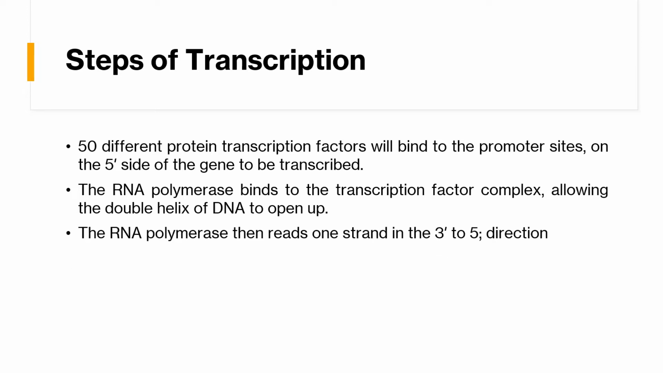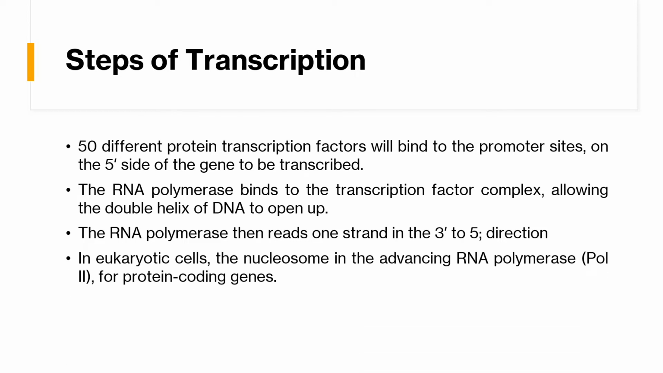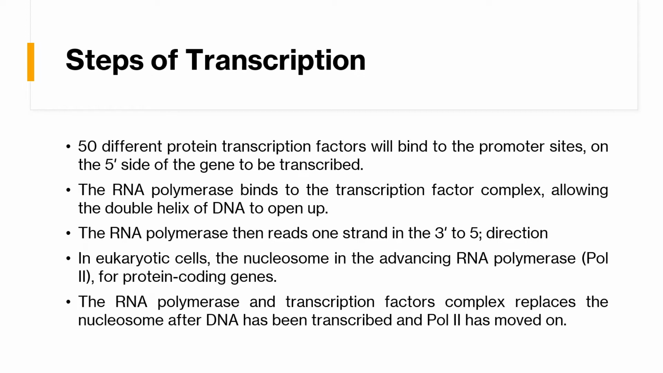RNA polymerase then reads one strand in the 3' to 5' direction. In eukaryotic cells, the nucleosome is displaced in advance of RNA polymerase for protein coding genes. The RNA polymerase and transcription factor complex replaces the nucleosome after the DNA has been transcribed and Pol II has moved on.